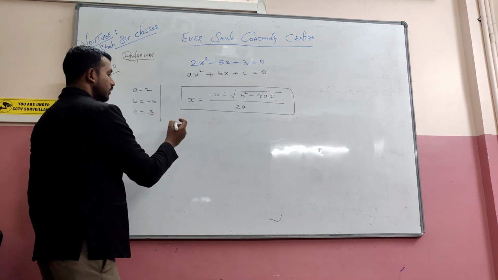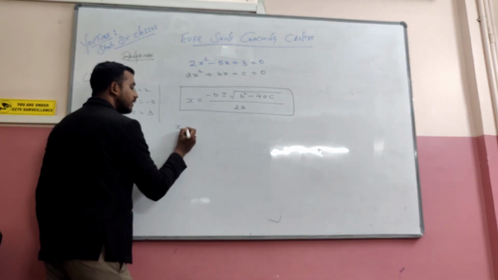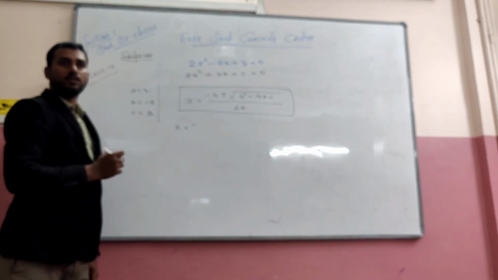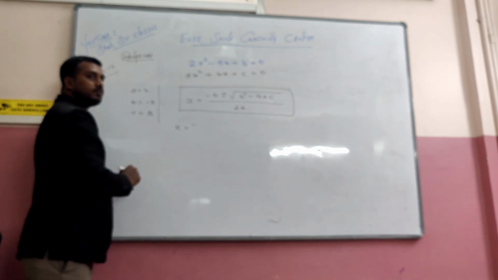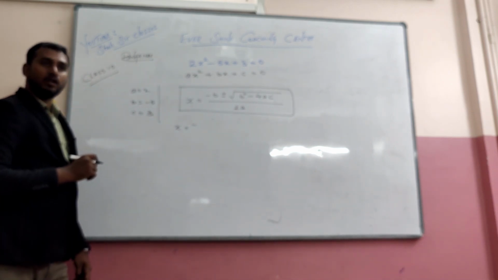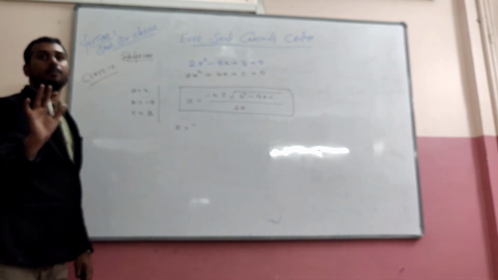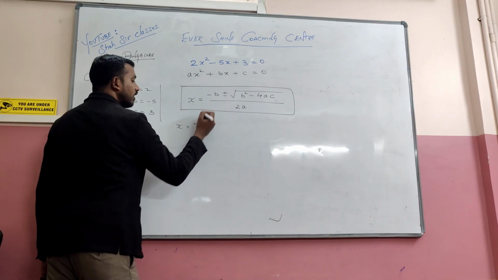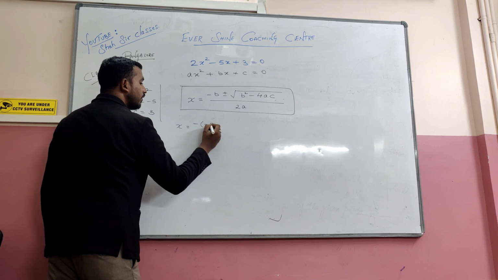Coordinate. Observe it. X is equal to minus, as it is. What is the value of b? Minus 5. Whatever it comes, write in the bracket. That's what I said to you. Understood? There should be no confusion. This is minus, the value of b is minus 5.